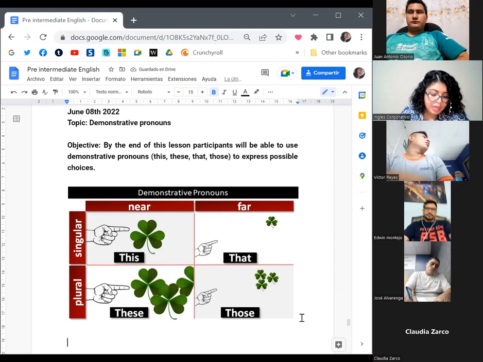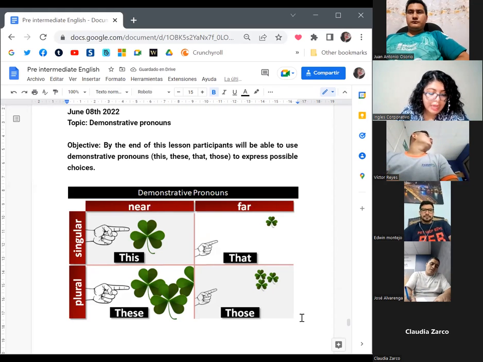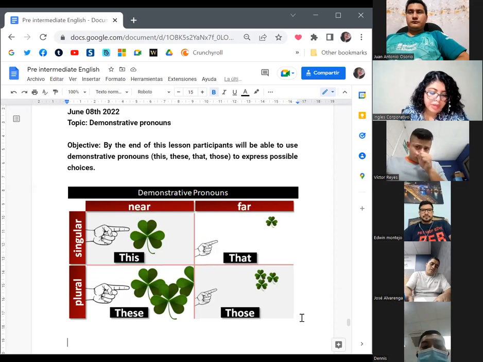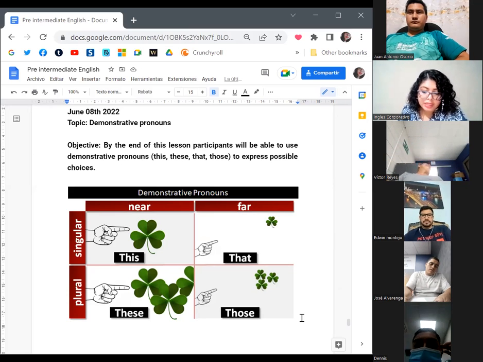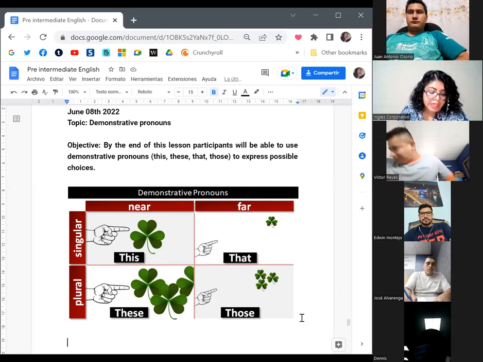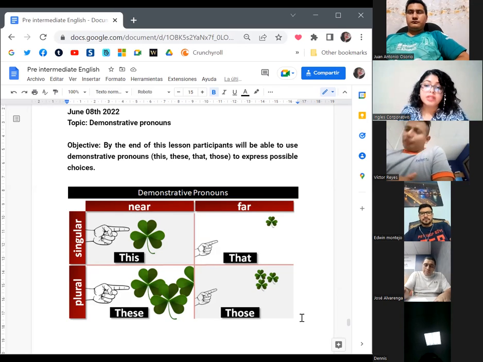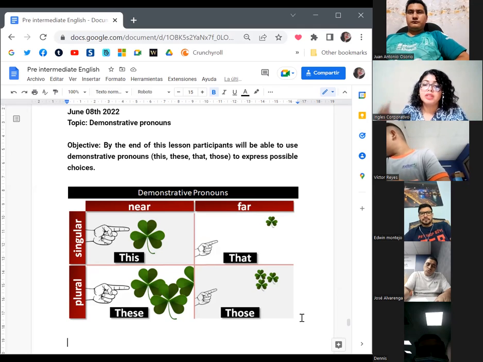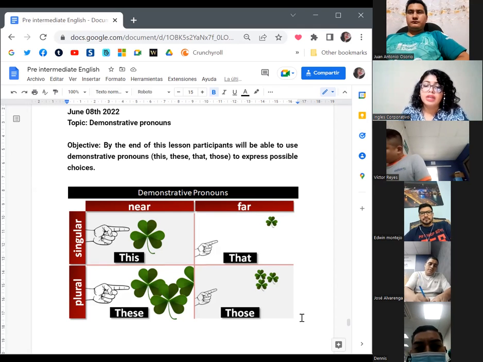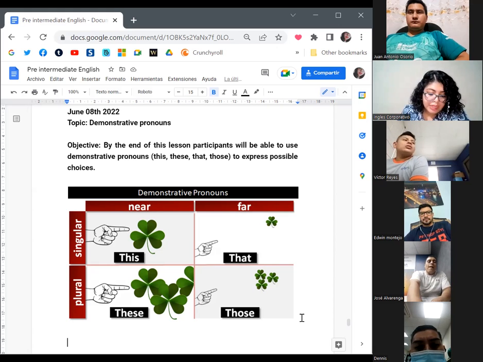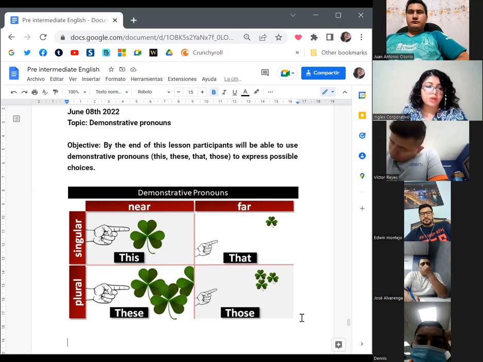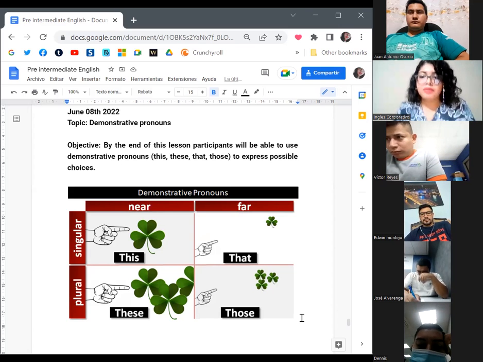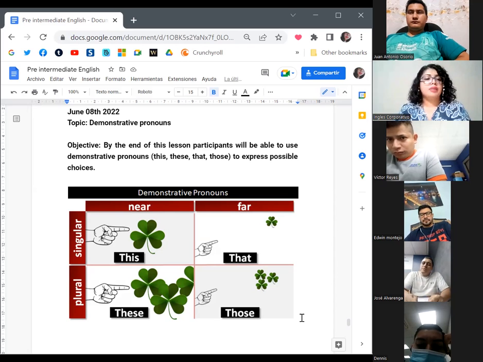And it says that a demonstrative pronoun is a pronoun that represents a noun and expresses its position as near or far, including in time, not just something physical. It's talking about also the time. The demonstrative pronouns are this, that, these, and those. So we are going to write some information about these pronouns.